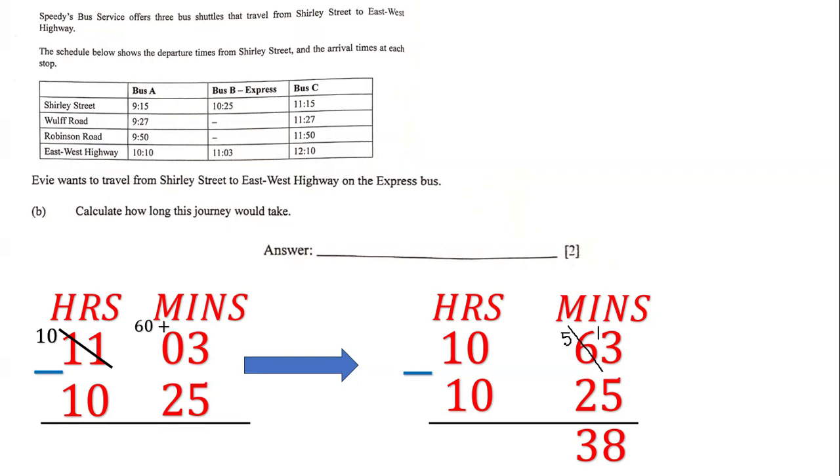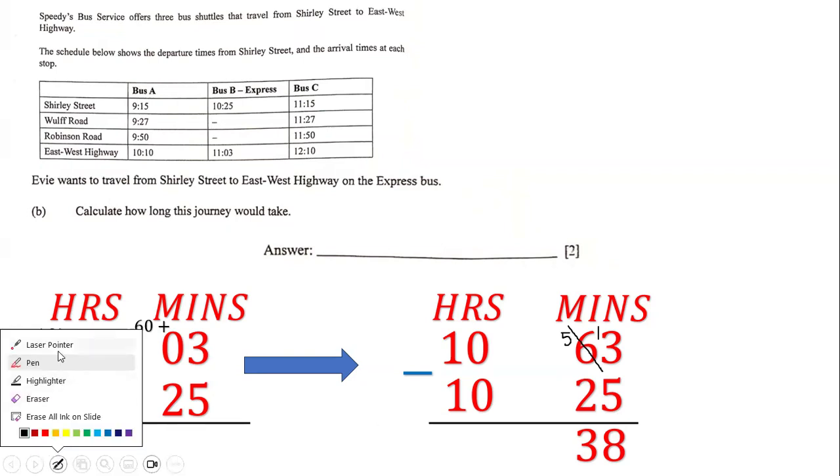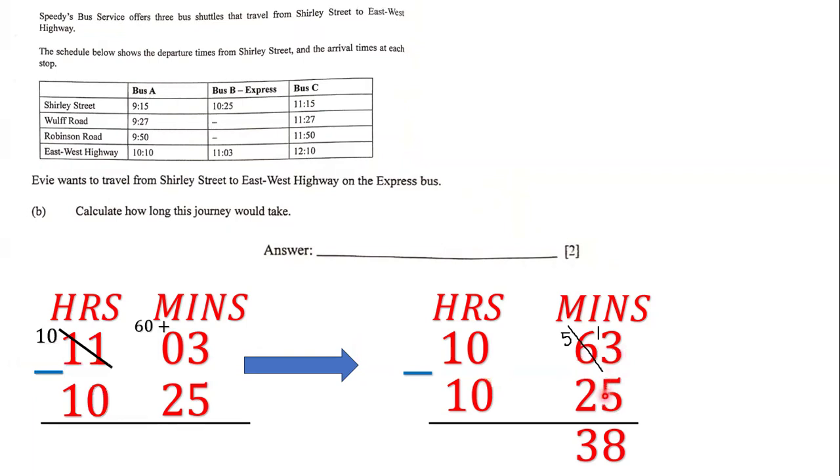And then we have 5 minus 2. And 5 minus 2 is 3. And so that means that 63 minus 25 is 38. And we have 10 minus 10, and 10 minus 10 is just 0. And so we have 0 hours and 38 minutes. And so that means that how long the journey would take is going to be 38 minutes.